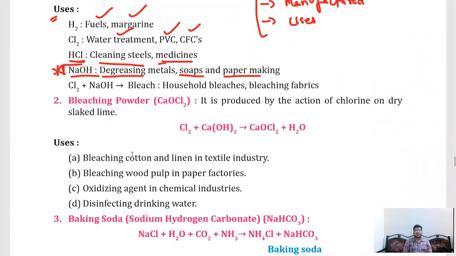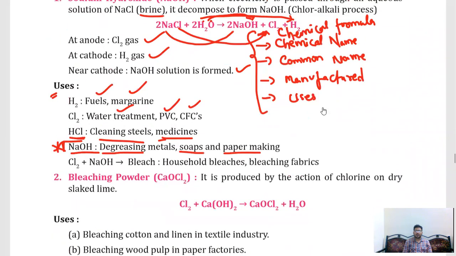Next, bleaching powder. So here, as I told, the chemical formula. What is the chemical formula of bleaching powder? CaOCl2. What is the chemical name? The chemical name is calcium hypochloride or calcium oxychloride. What is the common name? Bleaching powder.